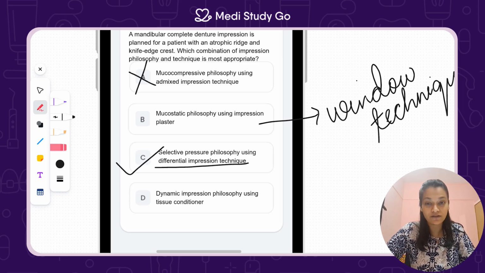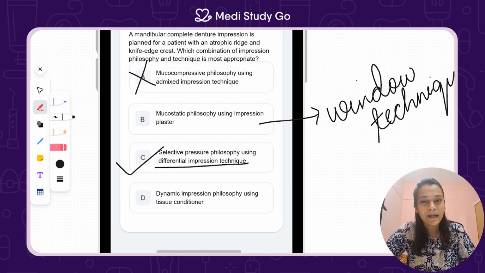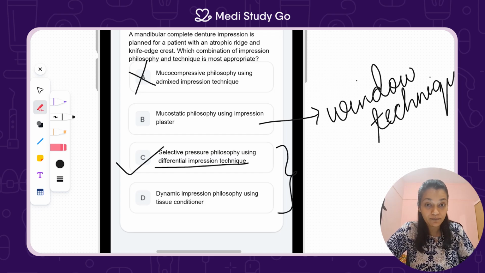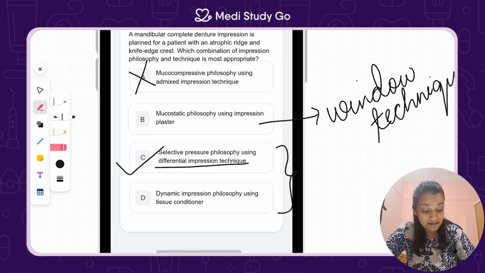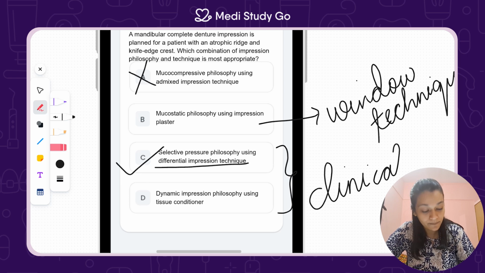Dynamic impression philosophy using tissue conditioners. This can be done, but if I have to give preference, it will always be selective pressure. So remember, if you are attempting any MCQ and you're confused between the two, it is likely the clinical scenario that has the upper hand in your selection of option.